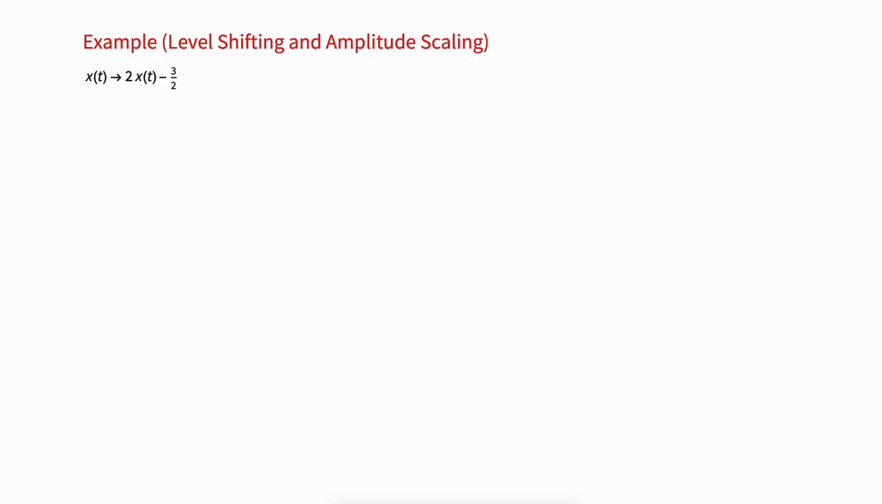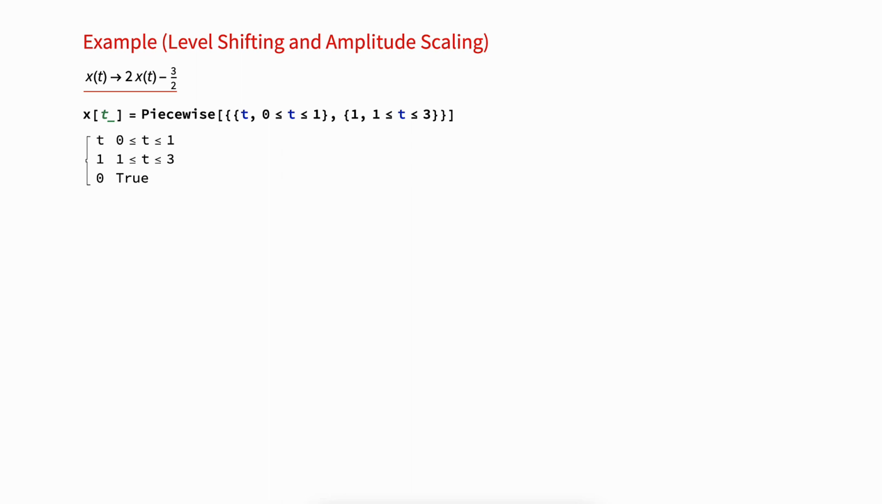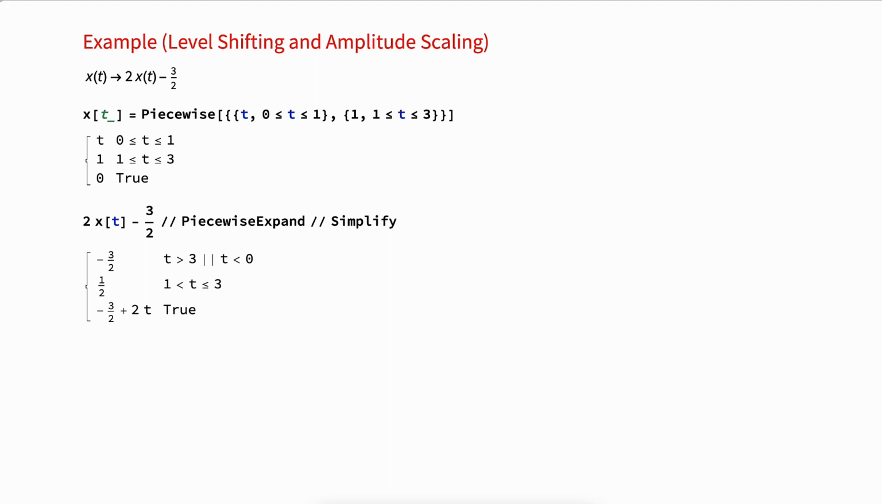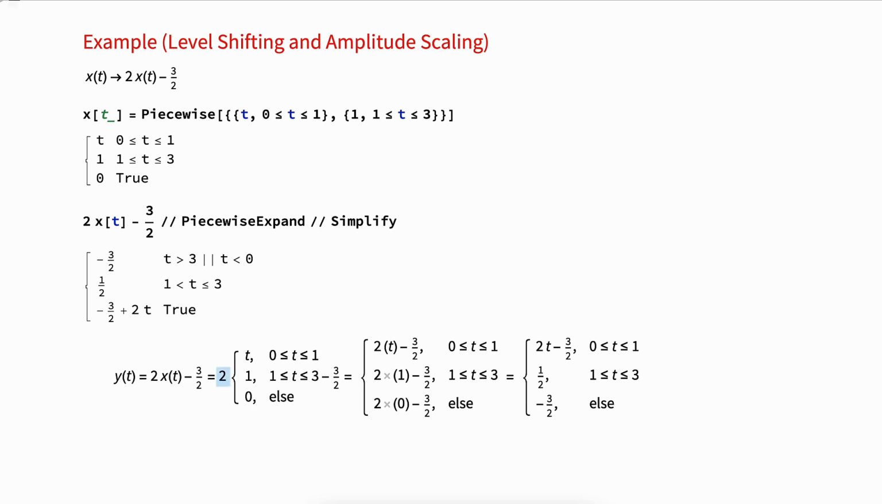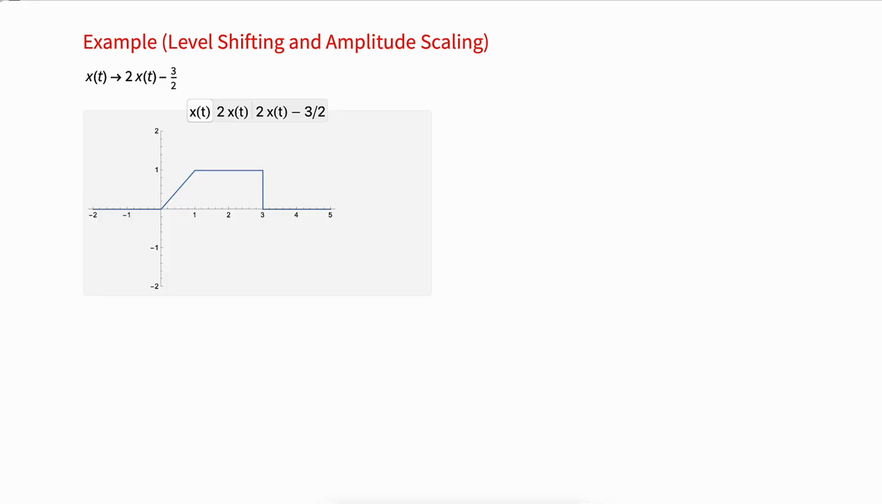For our first example, consider this signal transformation applied on x of t, given the same piecewise function for x of t. We want to find the new signal after applying this operation, which is basically a combination of both amplitude scaling and level shifting. Given x of t, when we apply the operation, we will get this new signal. If you were to apply this operation by hand, you would multiply the signal by 2 and then subtract 3/2 from it, and you would do this for every element in the piecewise signal. The result will be as shown here, which is the same result as we got using the Wolfram Language.